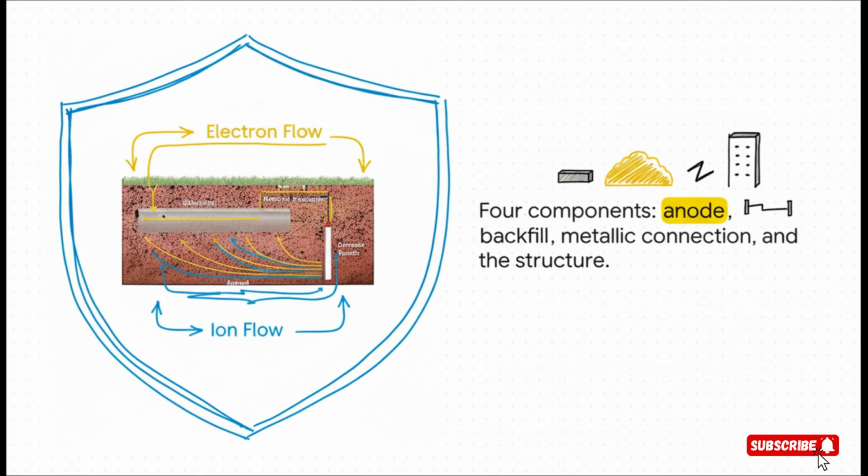The second part is the electrolytic circuit. Both the anode and the structure are buried in an electrolyte, say wet soil. In this part of the circuit, the anode sacrifices itself. It dissolves into positive ions that then travel through the soil to the structure, and that movement completes the electrical circuit. It's this continuous flow of electrons onto our structure that keeps it safe.